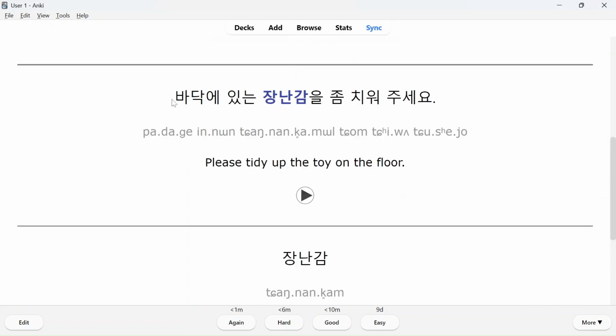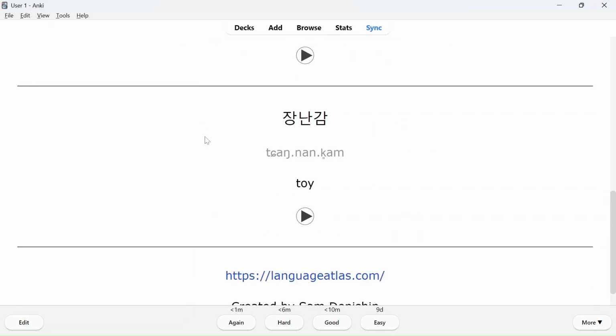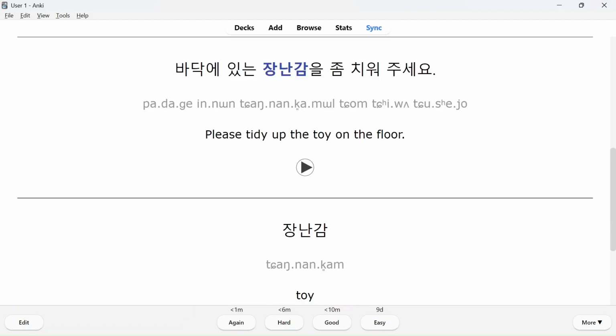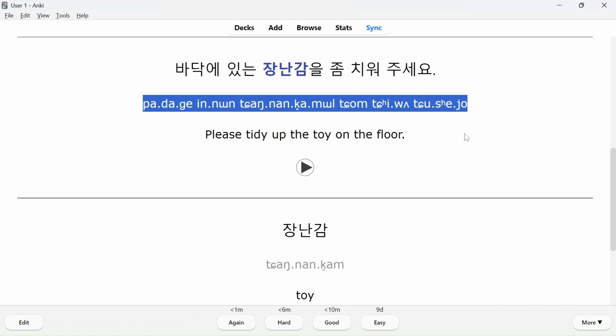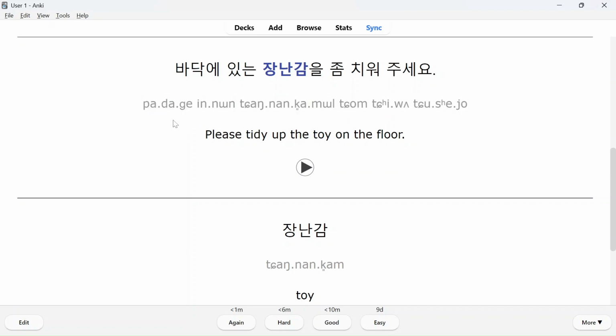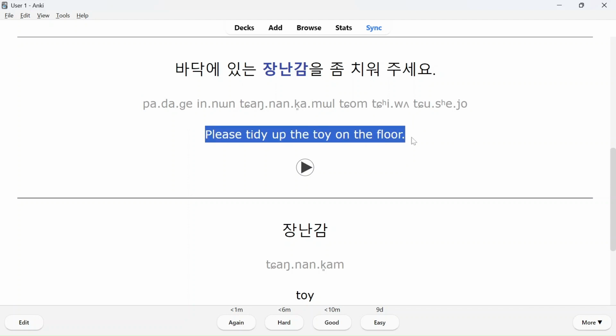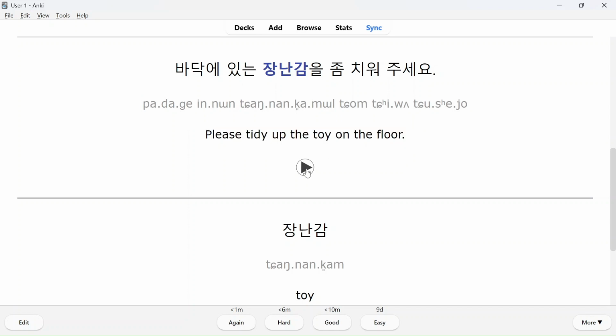장난감. Great. So one more time, we have the sentence area, which is the first one, and we have the word area, which is the second one. We have an answer sentence with the correct word that we're looking for in the color indigo, so you can immediately spot the answer. We have the IPA notation. This helps you with pronunciation. We have the English translation sentence, and we have the audio.